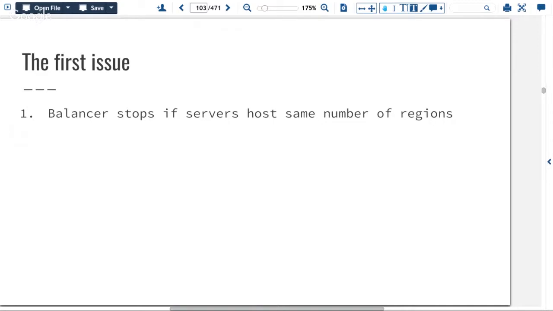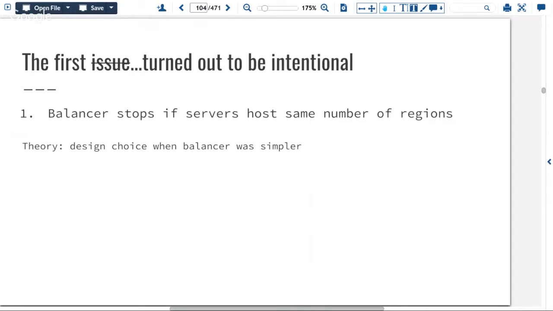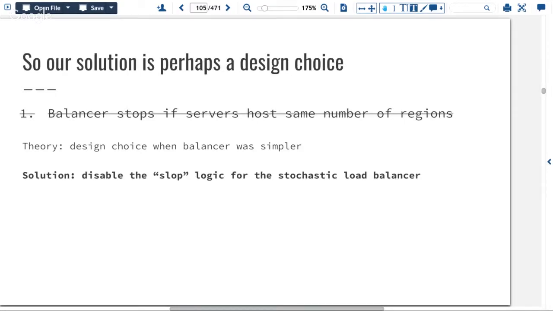So this first issue, that the balancer stops when servers host the same number of regions. Our theory is that this was just a design choice when the balancer was simpler. This is a configurable parameter. Our solution was to disable the so-called slop logic for the stochastic load balancer, which set a threshold for when the balancer should run based on how well the regions were distributed among servers. Our logic is that the stochastic load balancer's purpose, in our eyes, has evolved from just making sure that servers have the same number of regions. It's trying to optimize a bunch of other things: locality, table skew, read requests, etc. So that was the first thing.